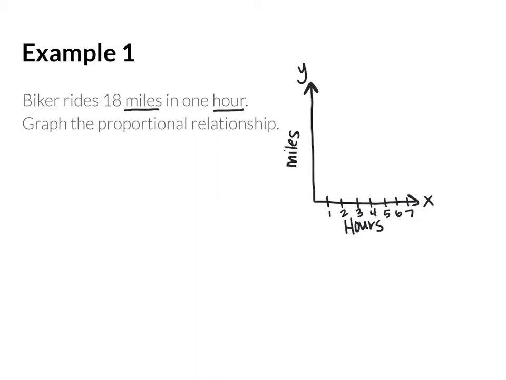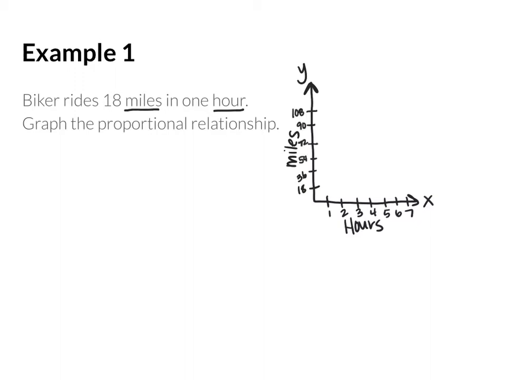I start by labeling my x-axis. If it already gave me 18 miles in 1 hour, I'm going to be counting by 1 hour increments. For labeling my y-axis, I could count by ones, but since it already told me it's 18 miles in 1 hour, I could just count by 18.